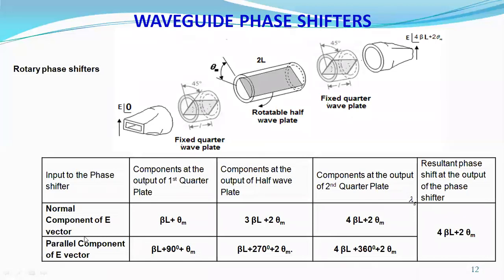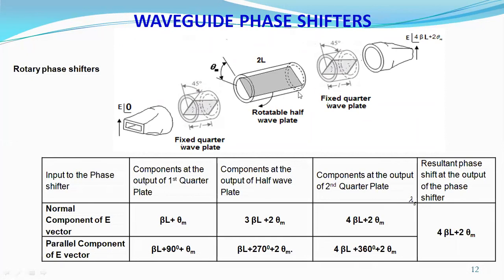The normal component of the E vector, and the parallel component of the E vector. If it is the normal component, normal means perpendicular to the E vector, there we can have this resistive card, giving beta L plus theta m. This is also beta L plus theta m. So this is beta L, this is 2 beta L. After this, beta L plus theta m.